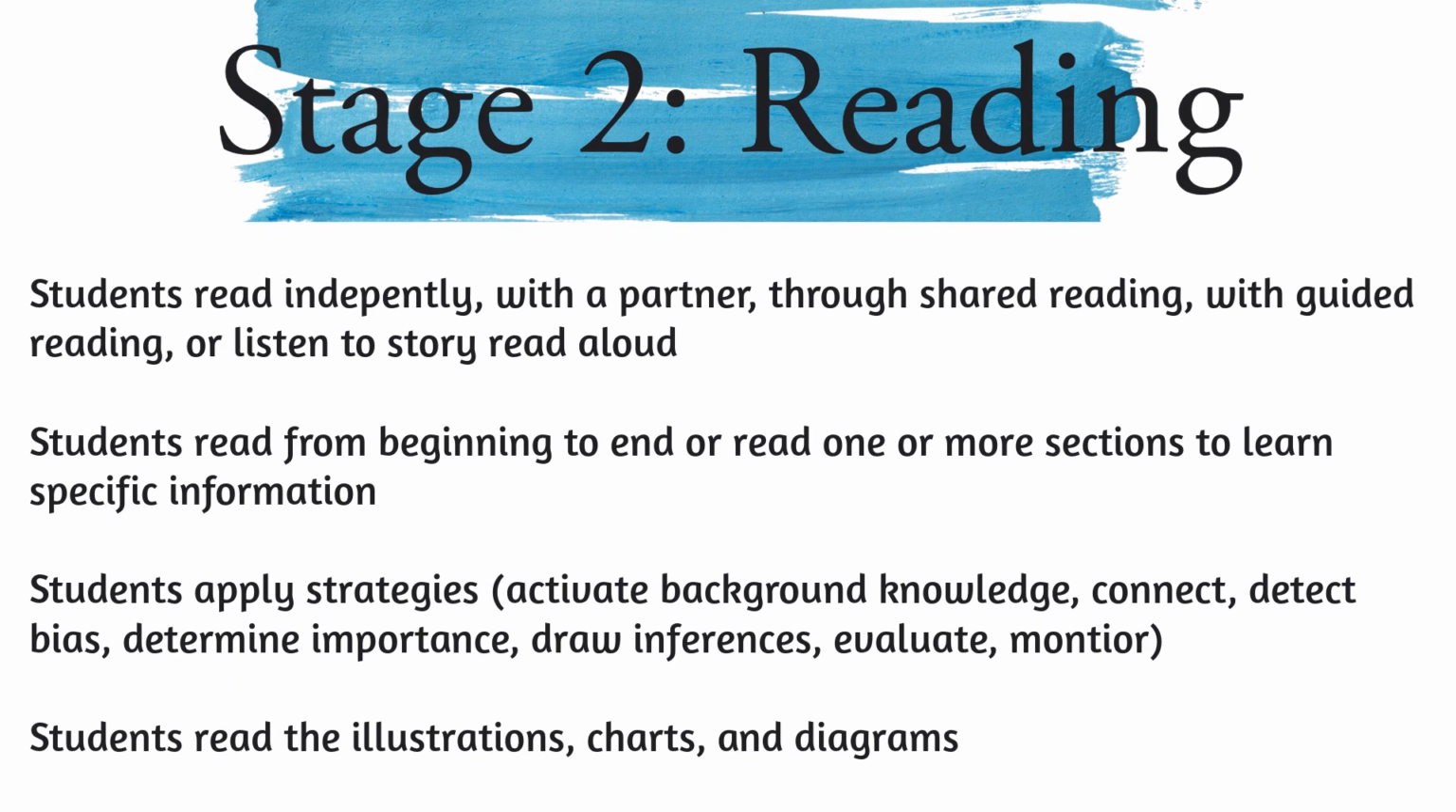Stage 2, reading. Students read independently, with a partner, use shared reading, use guided reading, or listen to the text be read aloud. Students read from beginning to end or read one or more sections to learn specific information. Students apply strategies, activate background knowledge, connect, detect bias, determine importance, draw inferences, evaluate, and monitor. And students read the illustrations, charts, and diagrams.